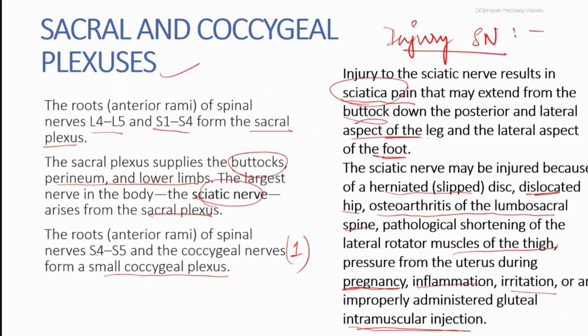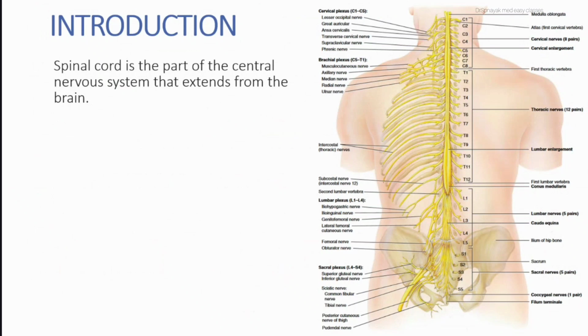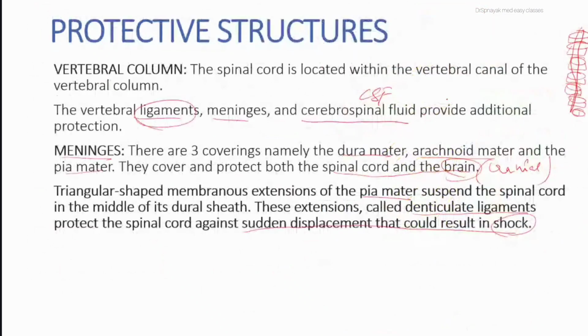So that's it for today's session. Let's summarize the points that we learned today. Firstly, what is the spinal cord? It is the part of the central nervous system that extends from the brain. This is the external view of the spinal cord.